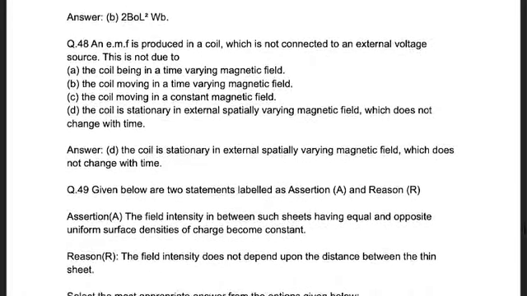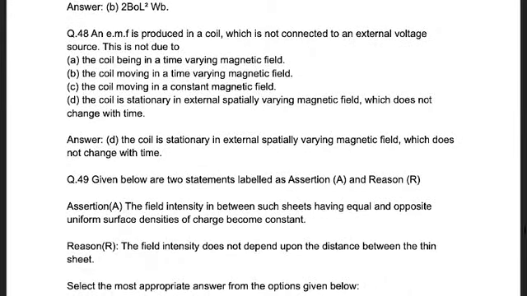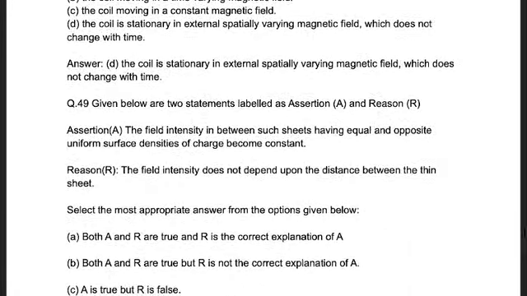Question number 49, assertion reason questions. Given below are the two statements labeled as assertion A and reason R. Assertion A, the field intensity in between such sheets having equal and opposite uniform surface densities of charge becomes constant. Reason R, the field intensity does not depend upon the distance between the thin sheets. Select the most appropriate answer from the options given below.